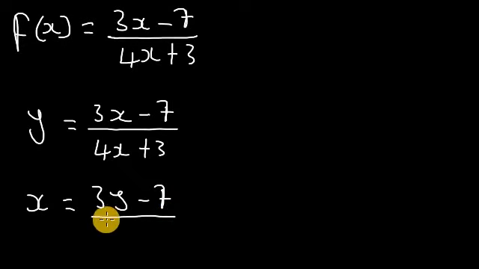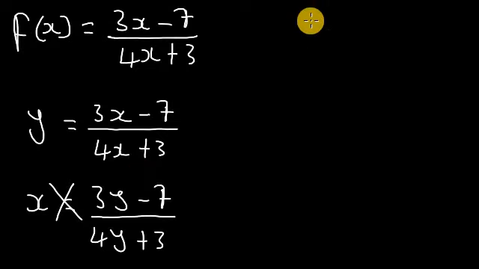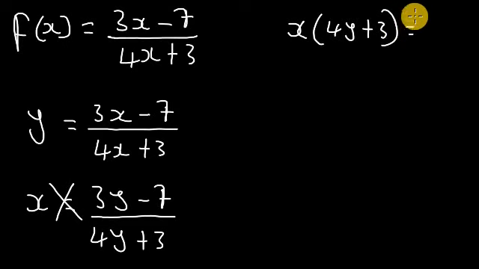So that's 3y minus 7 all divided by 4y plus 3. Now my main goal is to isolate y. So what should I do? The first thing I would like to do is to cross multiply, or I should multiply both sides by the inverse of 4y plus 3. So by the time I cross multiply, I have x multiplied by 4y plus 3 equals 3y minus 7.